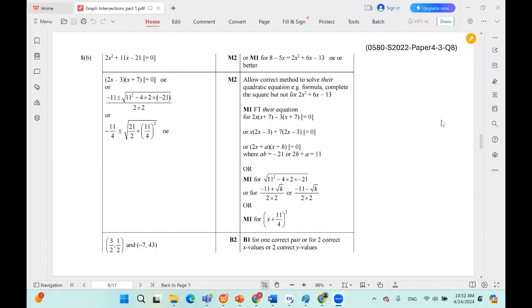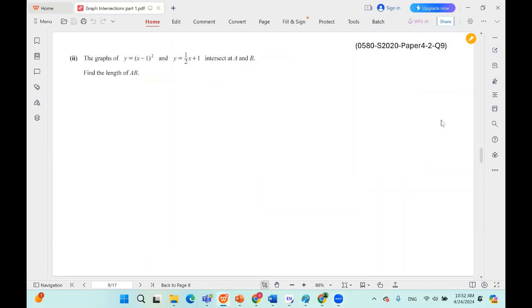So for the following question, we have y equals x minus 1 all squared and y equals half x plus 1. And they intersect at A and B, and we want the length of AB. So first we need to get point A and point B by following the same procedure again. X minus 1 squared equals half x plus 1.